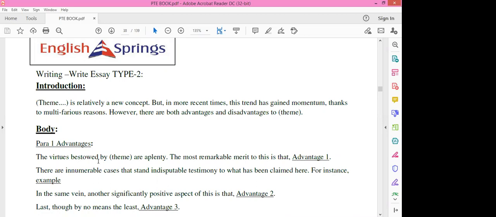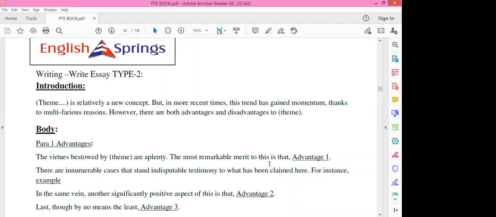You can write the virtues best taught by seeking specialized knowledge from foreign universities, as well as settling down, or residing in foreign regions, foreign territories are aplenty. This way also you can write. There's no harm, but the number of words will increase. That's all. Okay, coming back again. So virtues best taught by enrolling into foreign universities to gain specialized knowledge are aplenty.